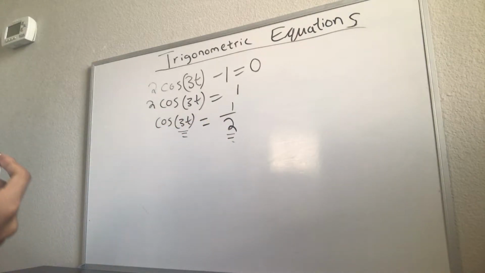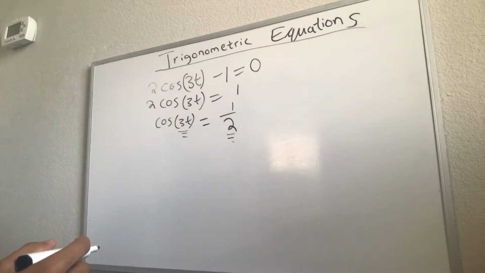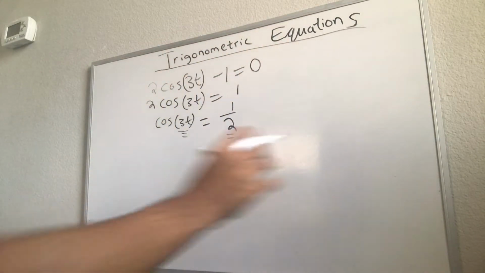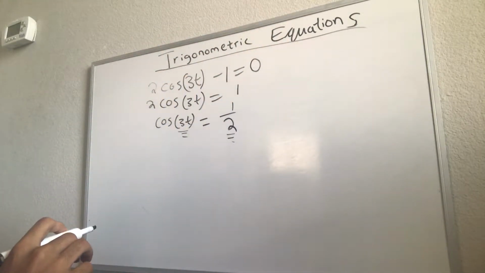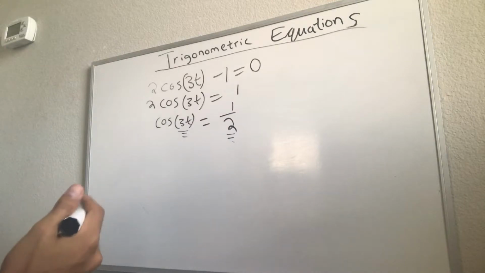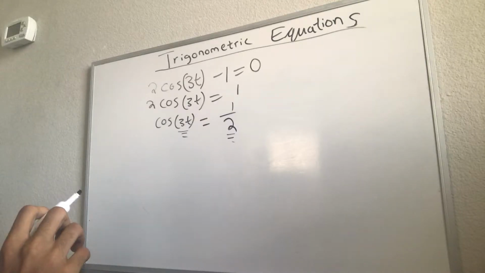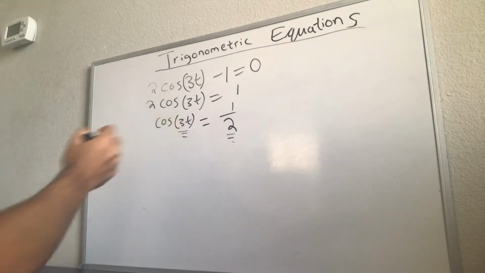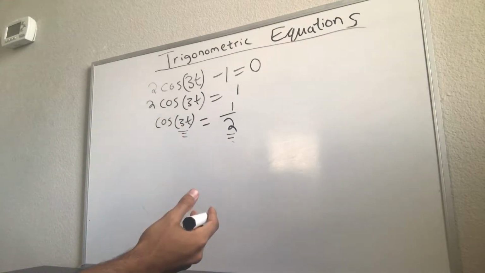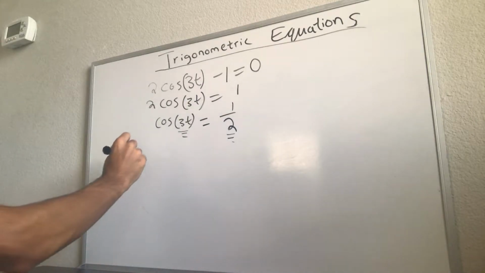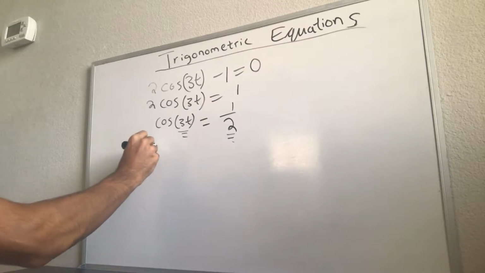So if we know that's pi over 3, we also know that quadrant 4 here is applicable because cosine value in quadrant 4 is also positive, as all students take calculus. So we would also say that 5 pi over 3 is applicable as well here. But we don't want to really do that directly because we have 3t. So first we have to assume 3t to be a certain variable, any variable such as x.